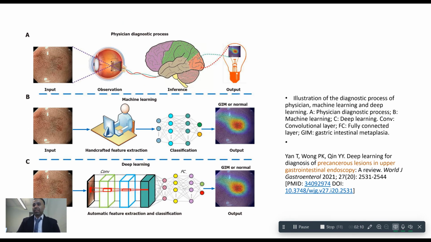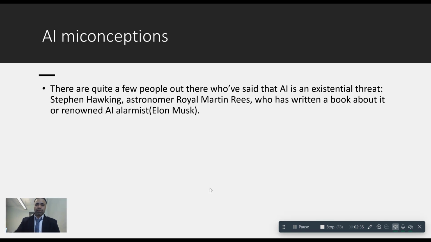Now we could have an example with a precancerous lesion in the upper GI endoscopy. The physician would look at the image, make some inferences in his brain, and produce a diagnosis. With machine learning, the expert should extract some features from the data and then feed them into a classifier to produce the outcome. Whereas a deep learner can extract the features and do the classification all by itself. Okay, and there are a few misconceptions about AI.